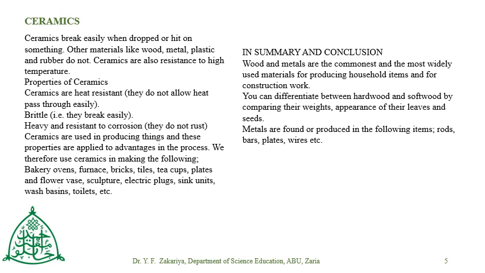In summary and conclusion, wood and metals are the commonest and the most widely used material for producing household items and for construction work. You can differentiate between hardwood and softwood by comparing their weight, appearance of their leaves, and seed. Metals are found or produced in the following items: rod, bars, plate, wire, etc.